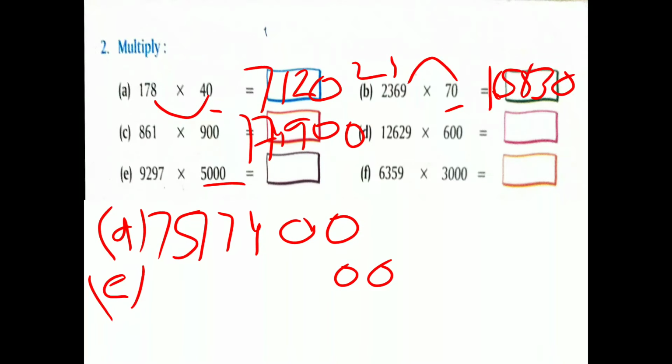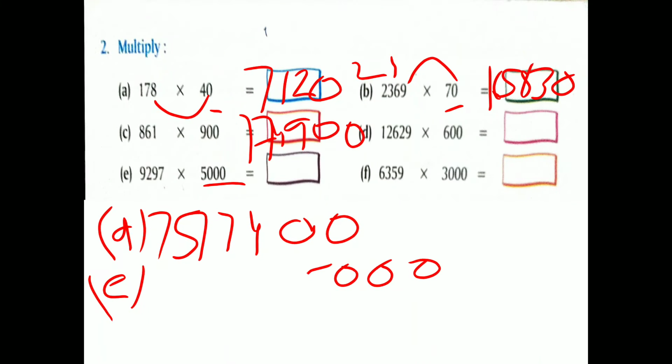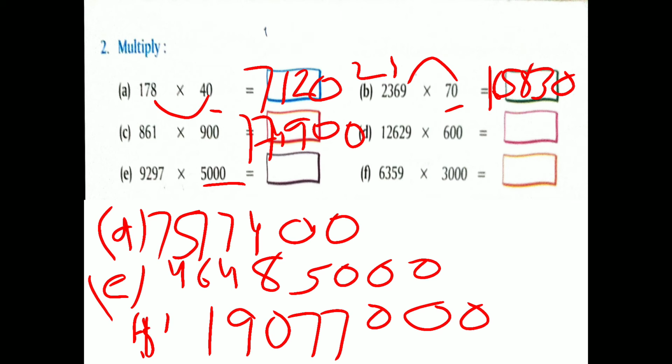Now E part, put a, how many 0s does 5000 have? 3. 1 2 3. 5 7s are 35. 5 9s are 45. Now answer of D part will be 75774, because I am multiplying 9297 with 5 only. Clear? Answer of E part 46485000. Now F part answer, 6359 into 3000.